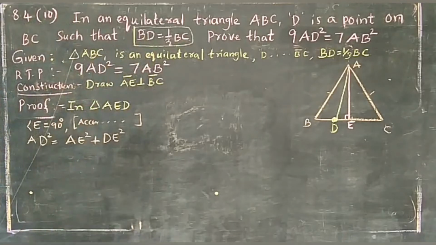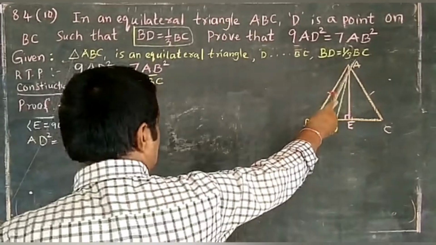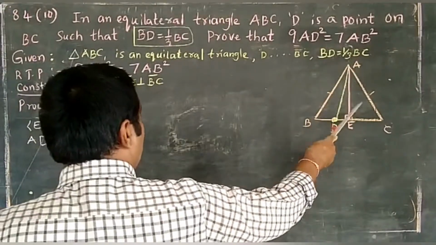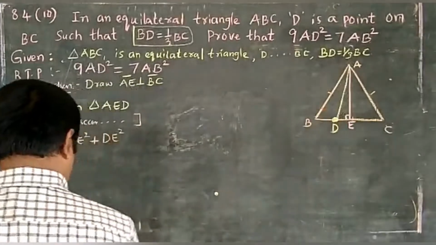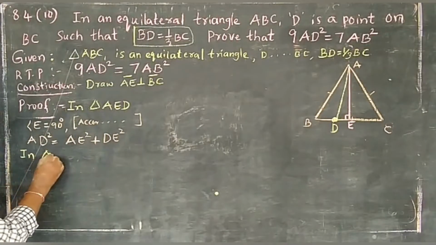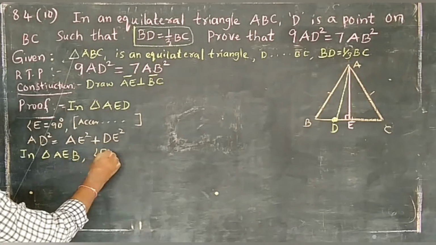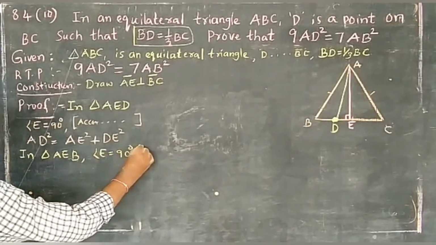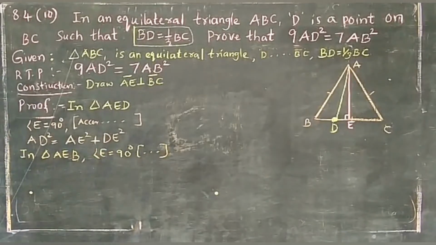How to convert? Where is the AE? This AE is there, AE with AB, this is the AB. Take this right angle triangle. First step, in triangle AEB, the right angle is at E. So again, same dialogue in a right angle triangle.